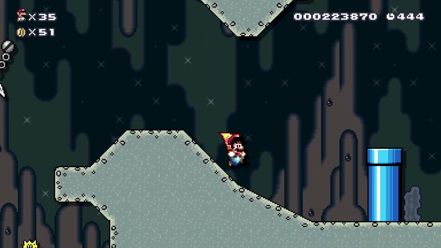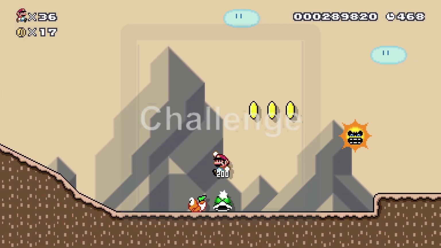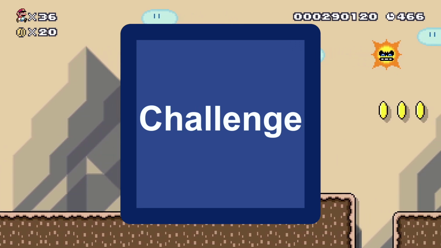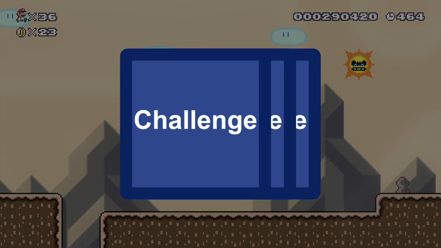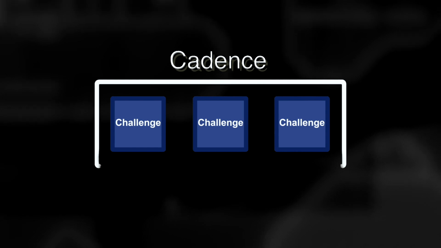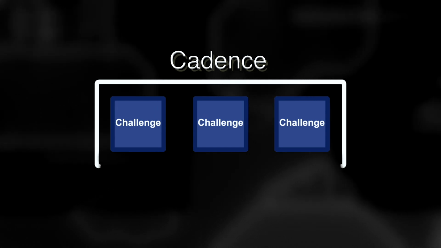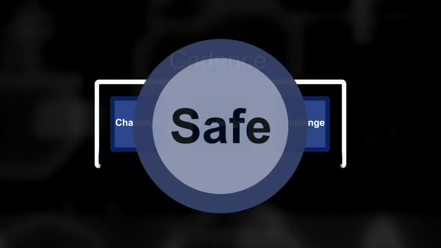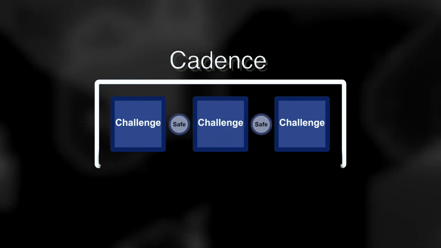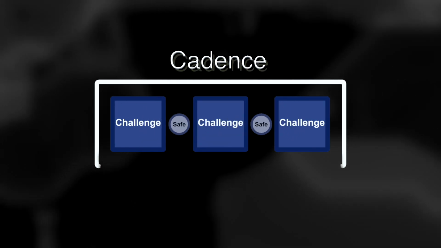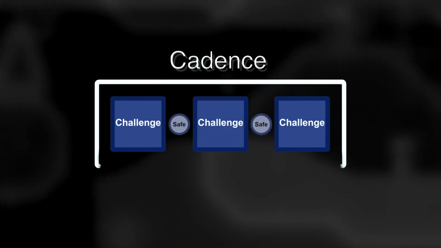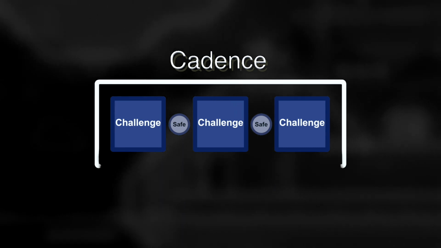The fundamental element of interaction in a game level is the challenge. Challenges are arranged within a larger structure called a cadence. Each challenge within the cadence should have a safe area on either side, giving the player a chance to breathe between each iteration of the challenge.